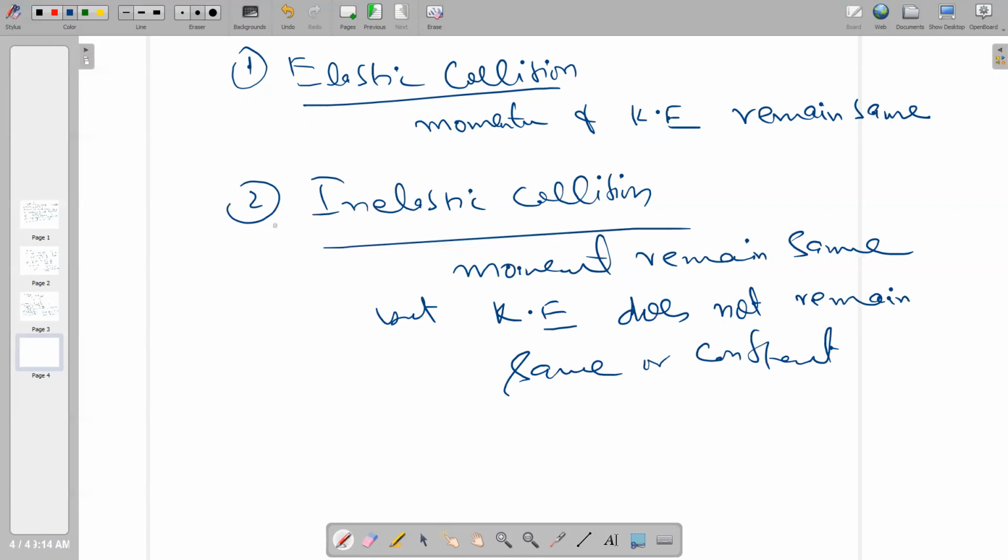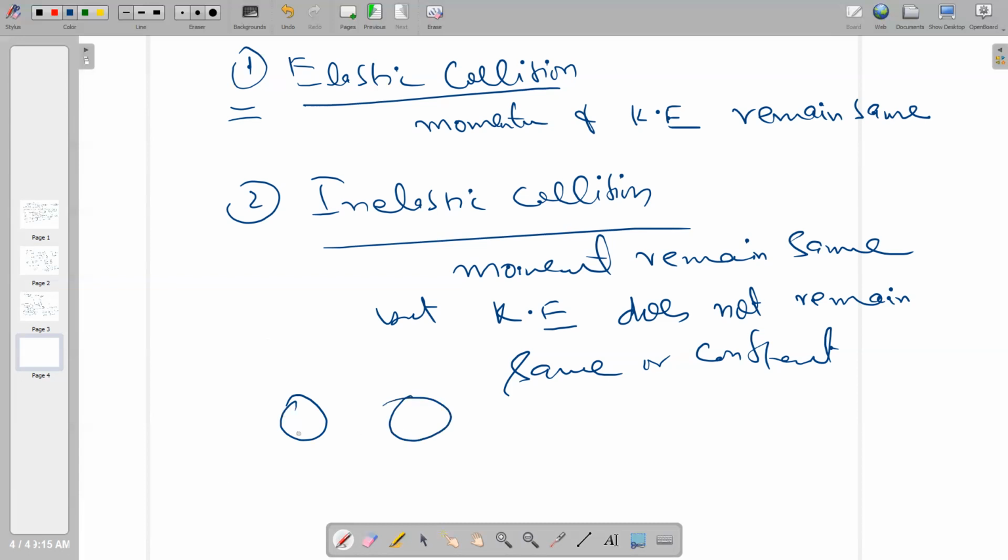But we will focus more on elastic collision in one dimension and elastic collision in two dimensions. Okay, after this collision is perfectly elastic. Perfectly elastic means the shape of the ball is deformed, but it is retained after collision. It is called perfectly elastic.